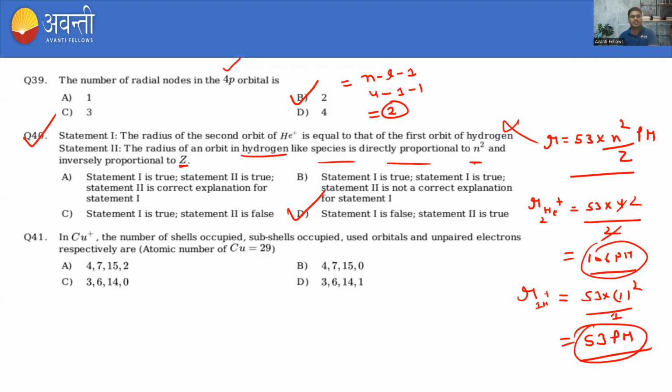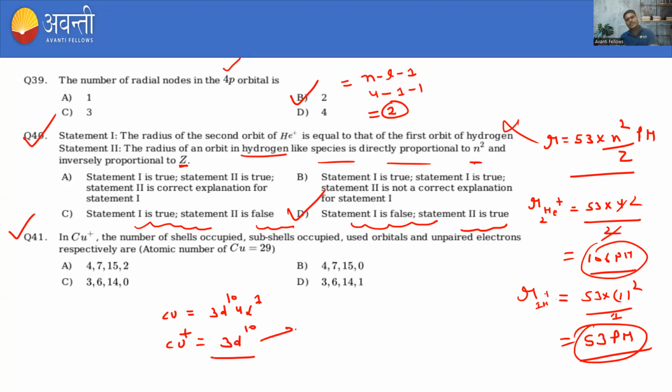Now, move to the next question, that is question number 41. So basically in copper plus, the number of shells occupied, subshells, used orbitals, and unpaired electrons respectively. For copper plus, we know that copper has electronic configuration 3d10 4s1, so copper plus has electronic configuration 3d10.